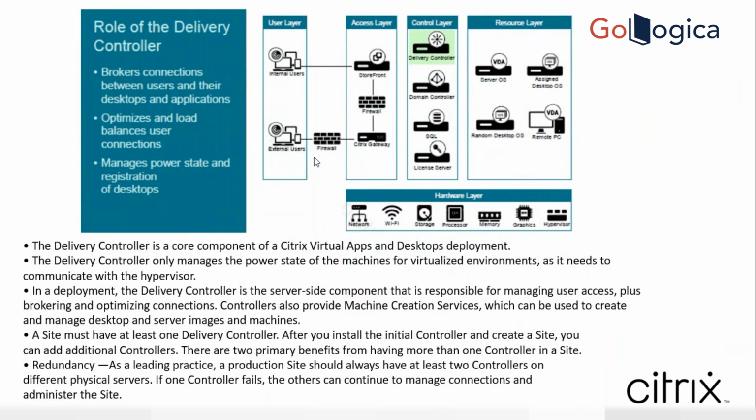The component that does the communication is called the broker connection. Broker connection is checked between the user and their desktop and application. Suppose I log in, so the broker will check what license I have, what I need to access, what I require. So these are the roles of the delivery controller: managing the power state, and registration, whether the machines are registered or not.